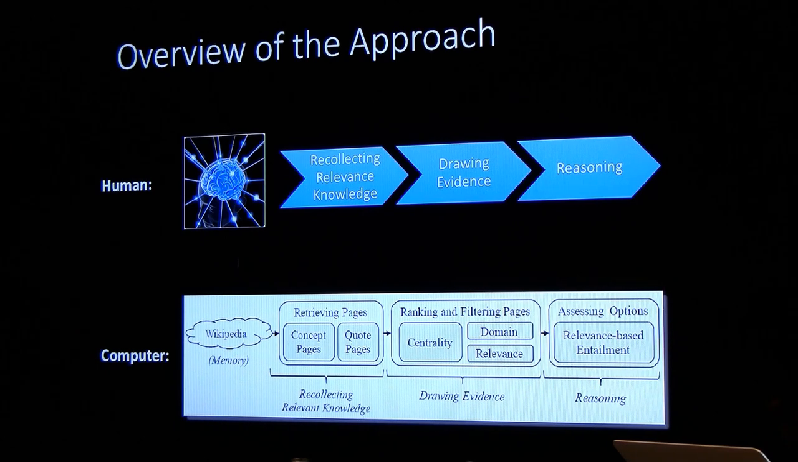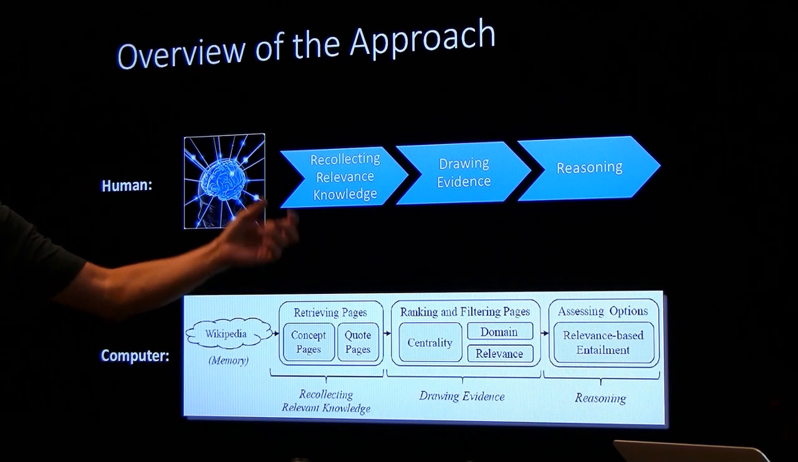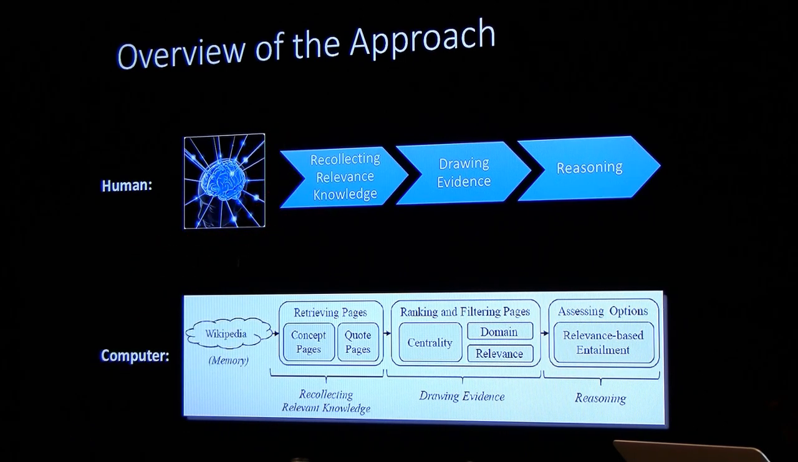In this preliminary work, we use Wikipedia as our memory, and we recollect relevant knowledge by retrieving some pages, some articles from Wikipedia that are relevant to this question. And then we do some ranking and filtering on these pages, because some pages are not truly useful. They are just noise. So we try to filter out the noise pages. And we use the remaining filtered pages as evidence. And based on those pages, we do reasoning. But we don't do logical reasoning. We do textual entailment. We try to entail the answer.